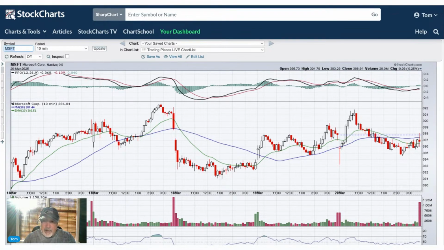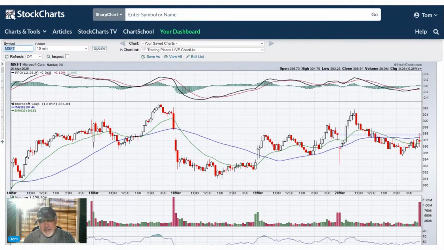So even today, Microsoft, from 2 o'clock on, would have made money. From here, 2 o'clock on, made money. Here, here, and here, same thing. That's 5 for 5 in the last 5 days. So again, late afternoon buying is a good sign.